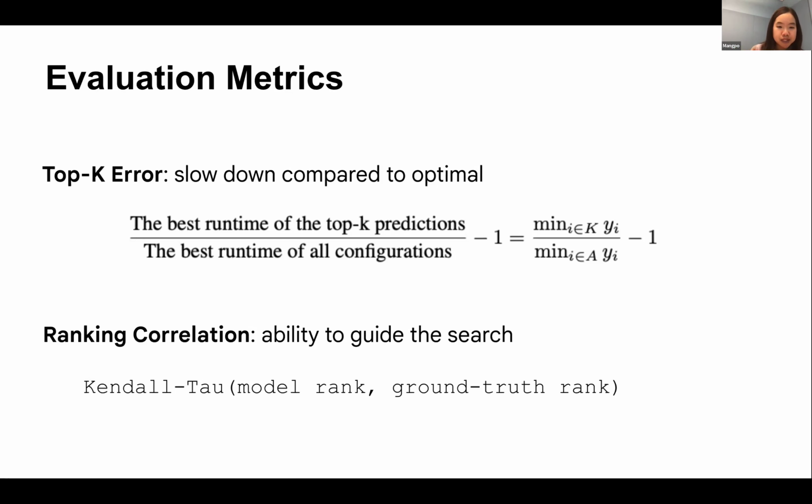And then the second metric we care about is the ranking correlation. And this represents the ability of the model to guide the search toward the promising part of the search space. So for this one, we're using Kendall tau correlation.